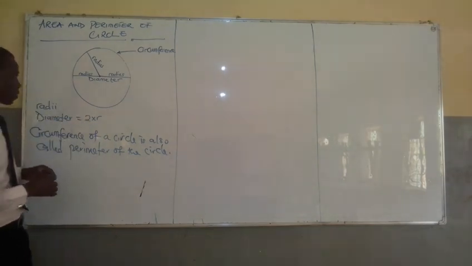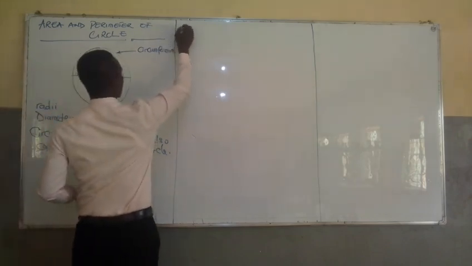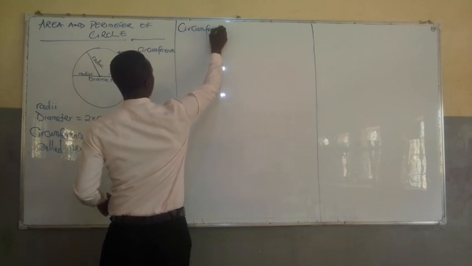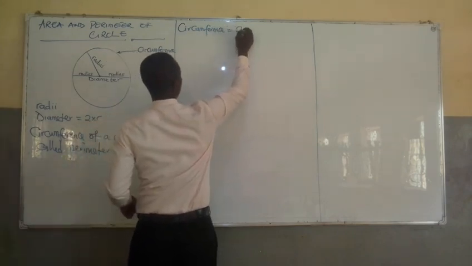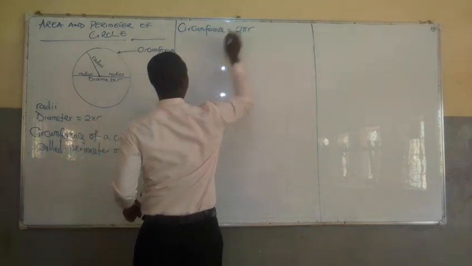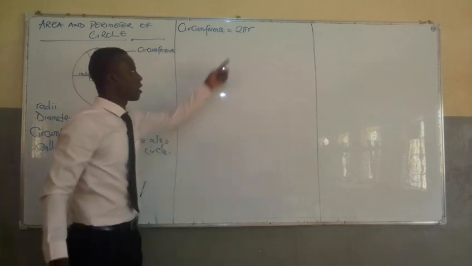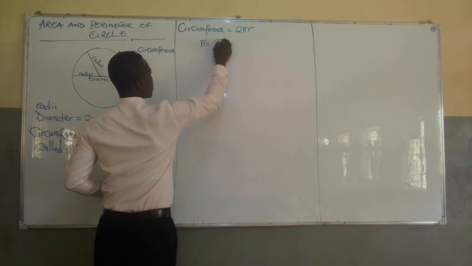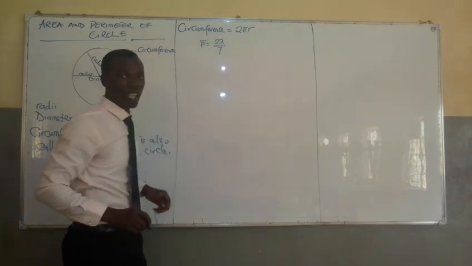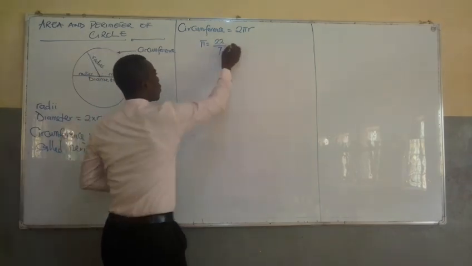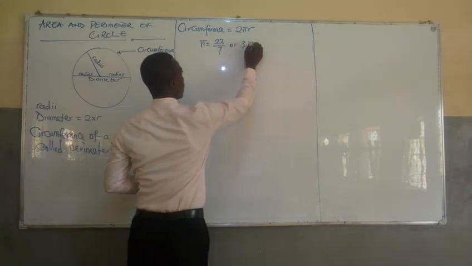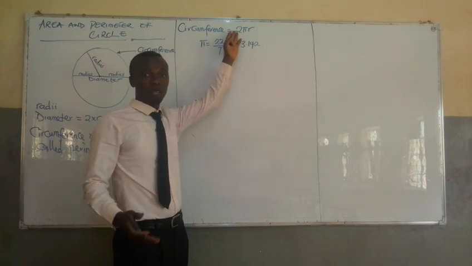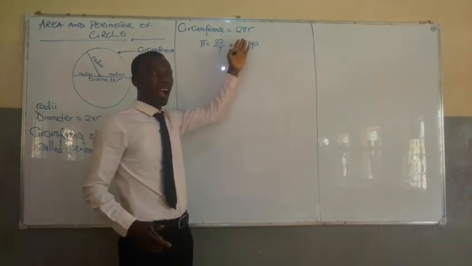of the circle. So now to calculate the circumference, which is also called the perimeter of the circle, the circumference is 2 pi r. Don't forget, pi means 22 over 7. Pi is a constant. It means 22 over 7 or 3.142. So the formula for calculating the circumference or the perimeter of a circle is 2 pi r.